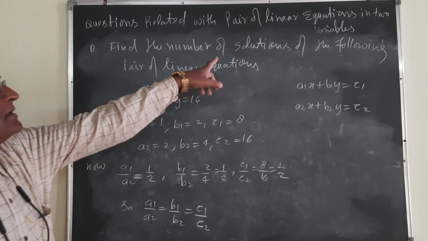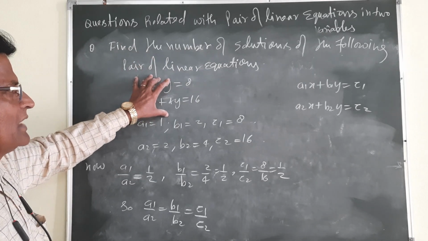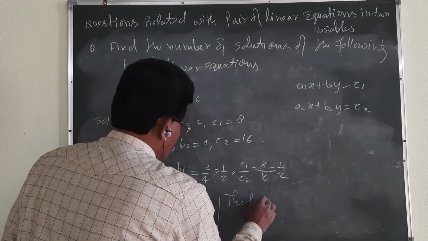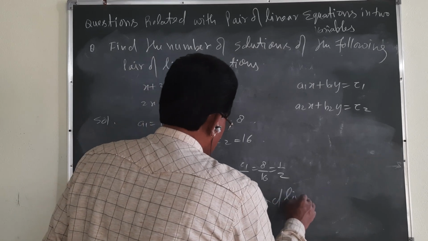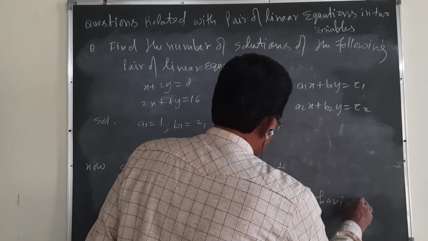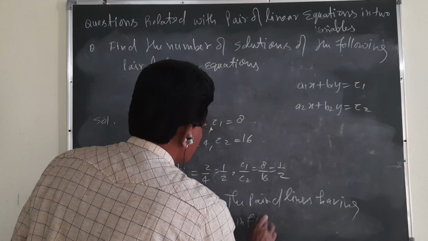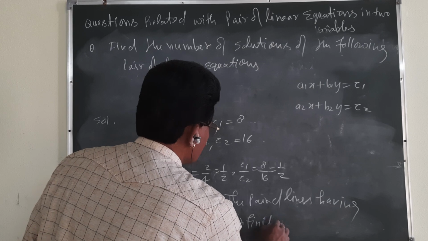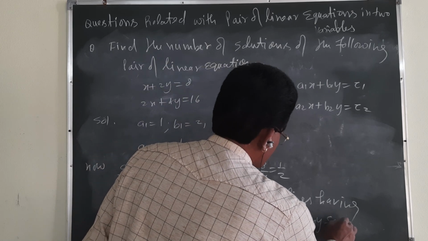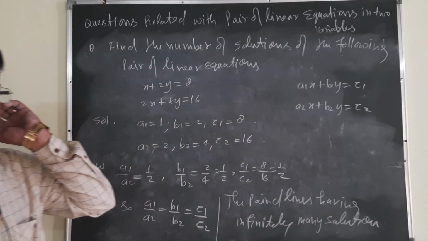Here it is given: find the number of solutions of the following pair of lines. The pair of lines, this system of equations, has infinitely many solutions.